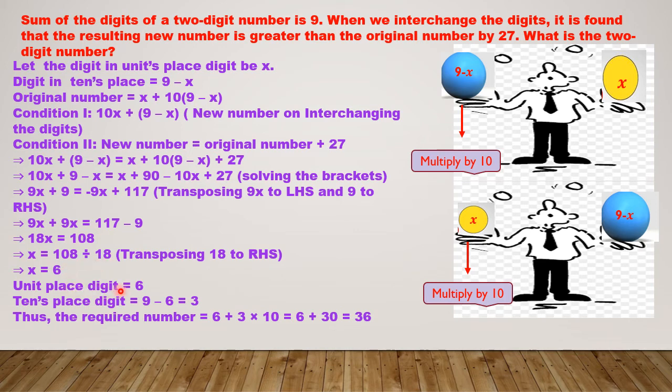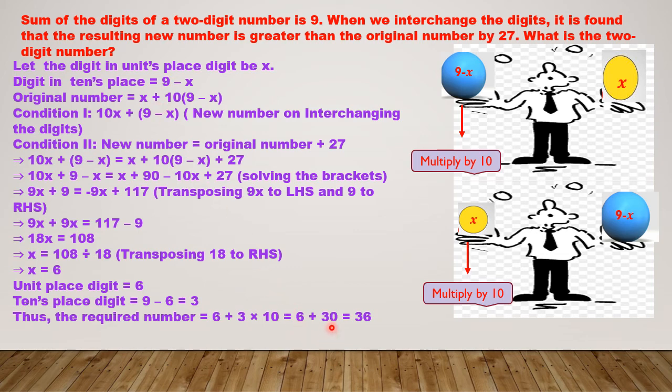Now we arrived at the units place. See, you can see the first step. The digit in the units place is x. So here we have arrived at our answer. x is equal to 6. And in the tens place, our digit was 9 minus 6, that is 3. Right? Now I want to explain why we put the symbol of plus.